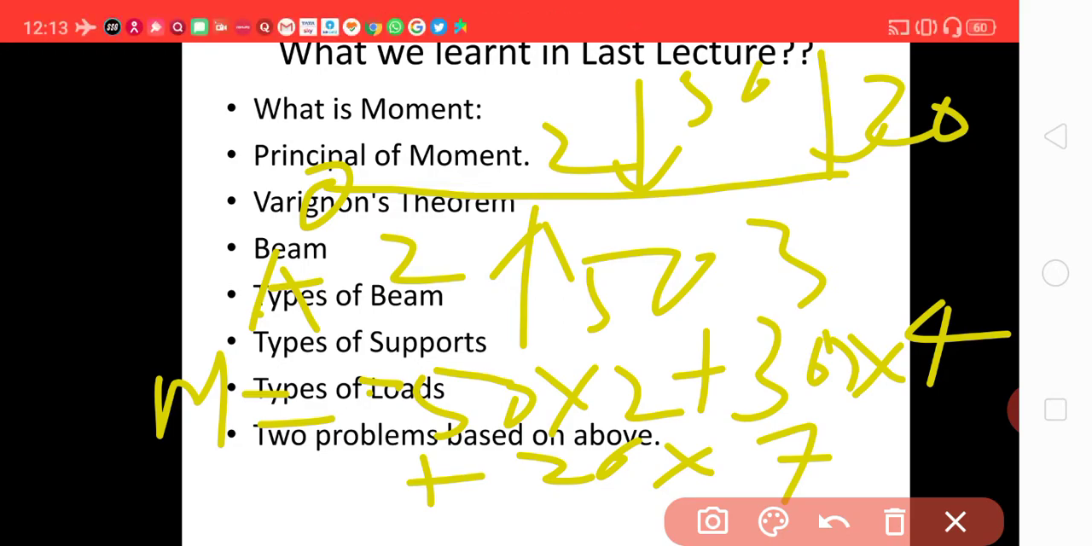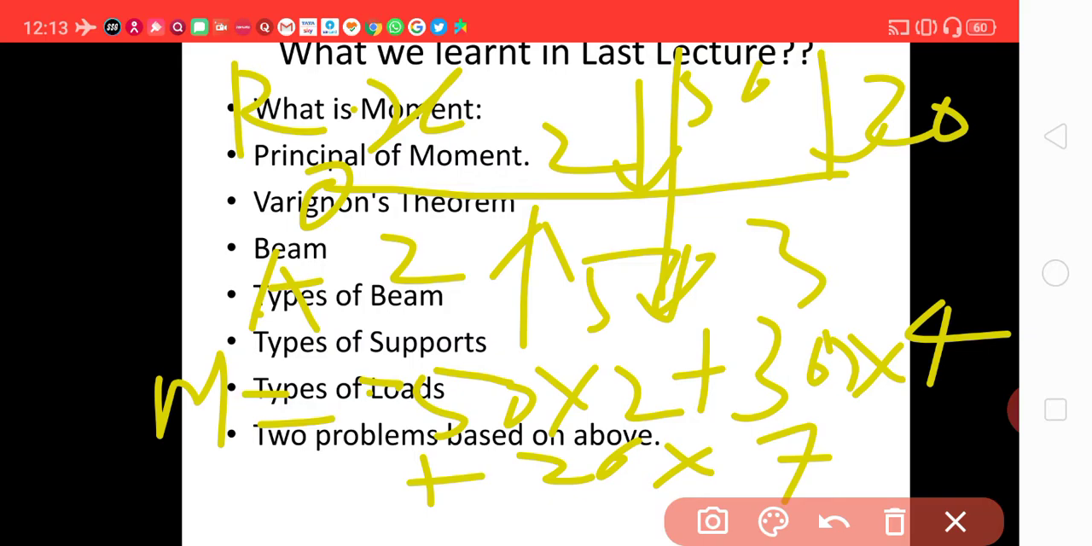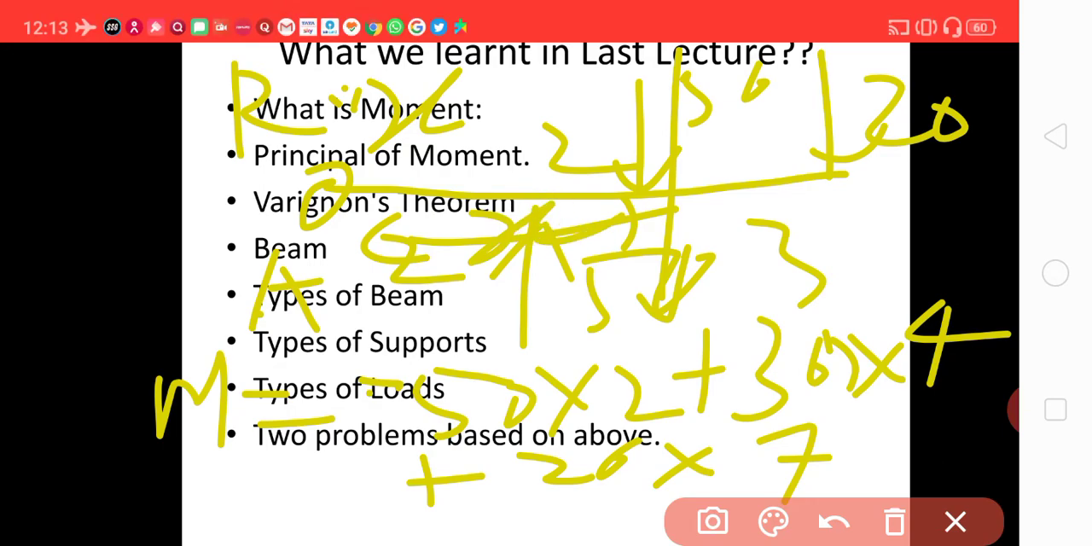Then it states that if there is a resultant of these three forces passing through, say here, then this will be equal to R into this distance, say x. In that condition, we can say the sum of the moments of these forces will be equal to the moment of their resultant about the same moment center A.